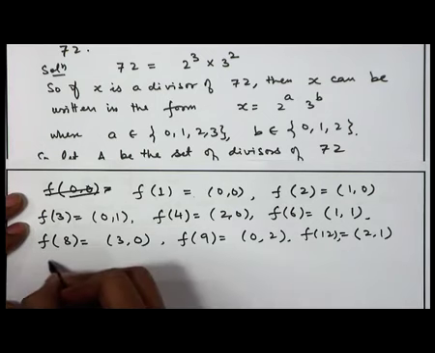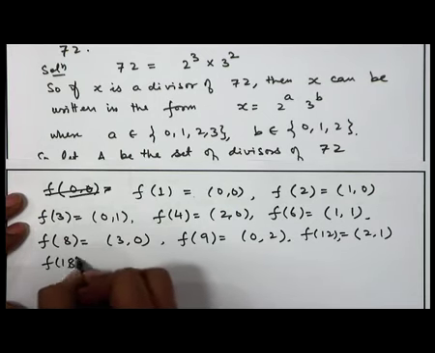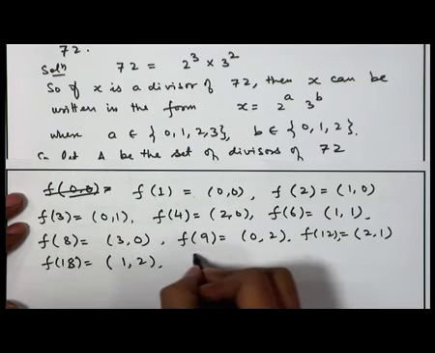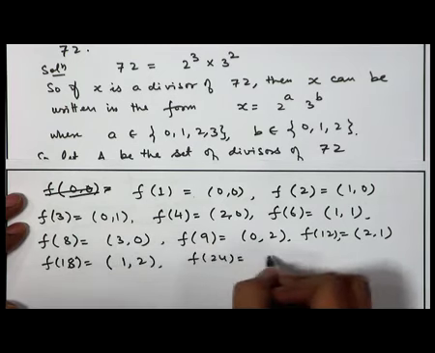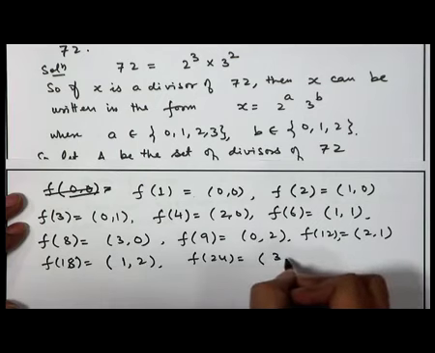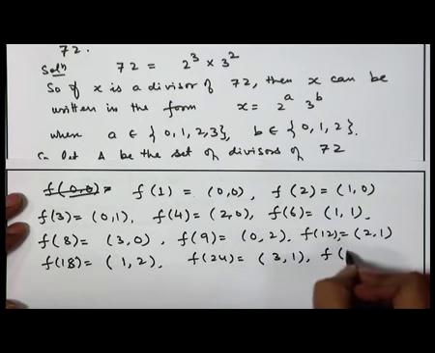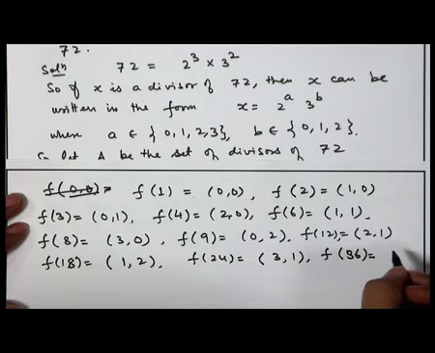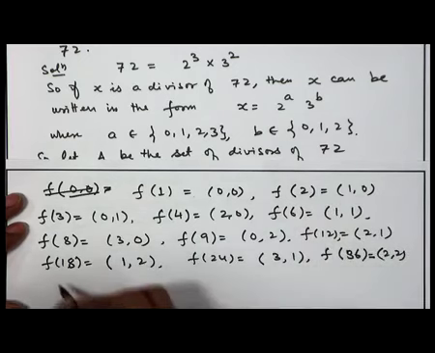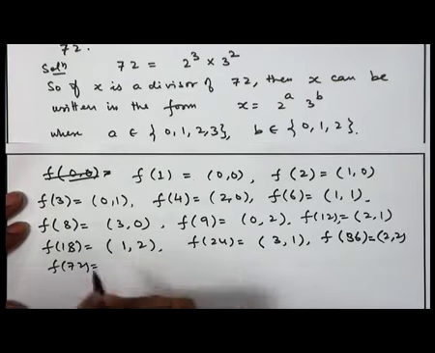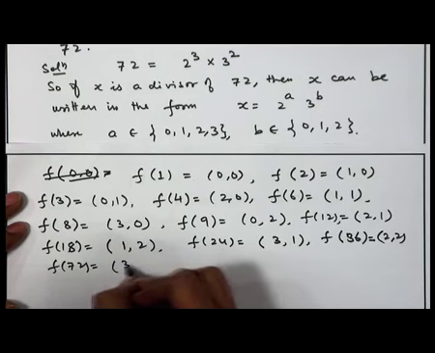If we consider say 18, then that is corresponding to A is equal to 1 and B is equal to 2. If we consider 24, then that is corresponding to A is equal to 3, B is equal to 1. 36, if we consider, then that is corresponding to (2, 2), that is 4 into 9, and finally, f of 72 is corresponding to (3, 2).